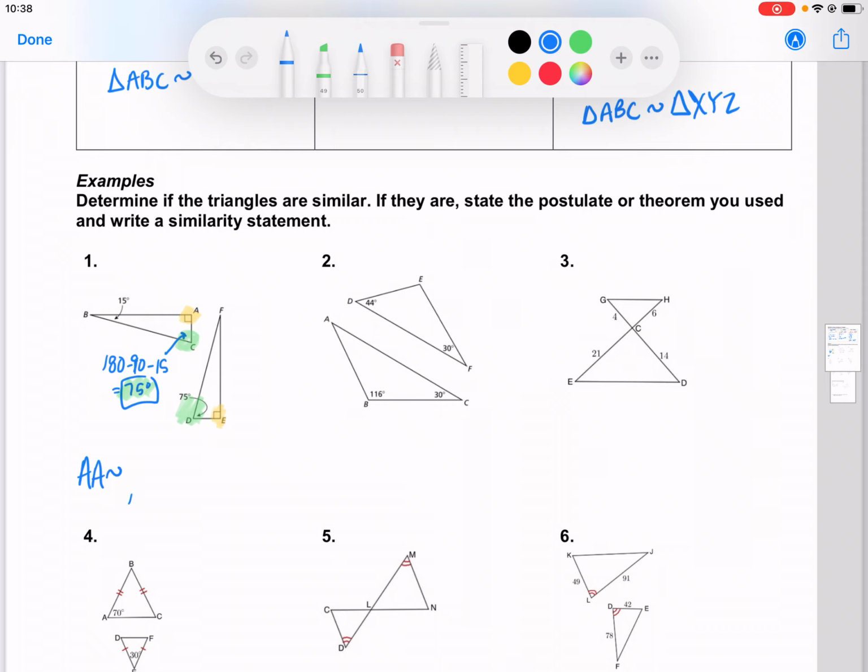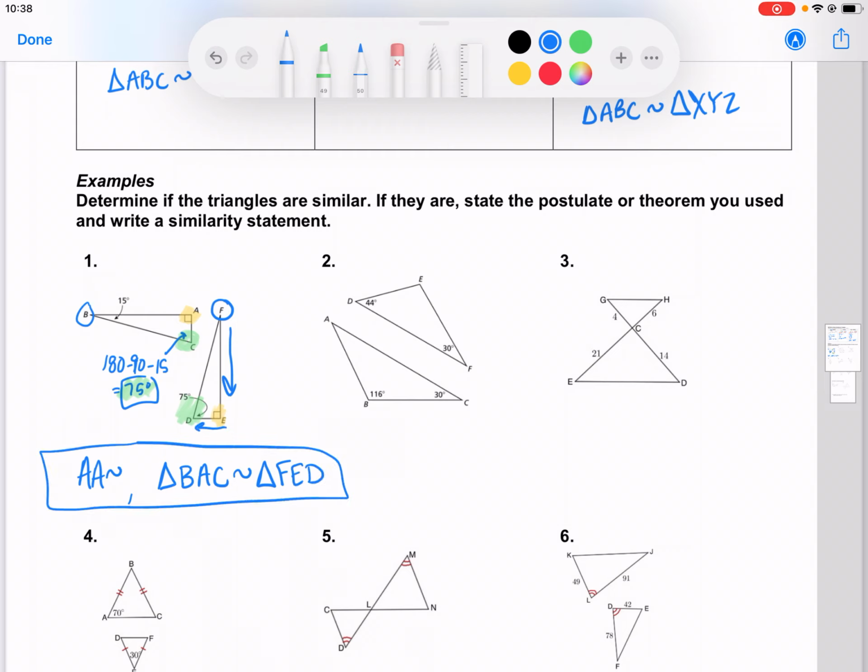And I just want you to write the similarity statement. So I'm going to go ahead and say triangle, I'll start with angle B. BAC is similar. And then I just have to go in the same order with the angles. So B matches with F. So triangle F, and then we went to A, so A is the right angle, so we've got to go to the E, and then D. And there would be your answer.